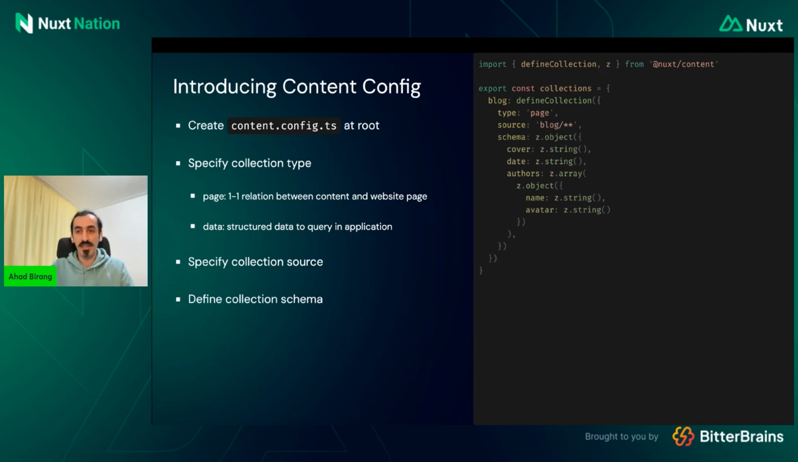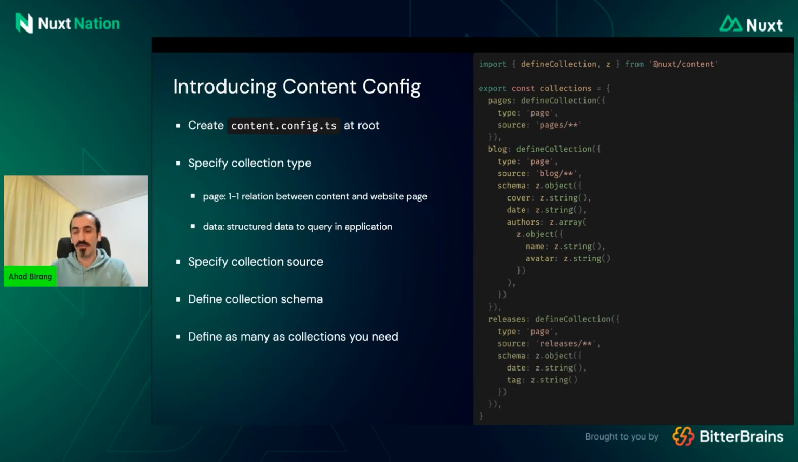And we can provide a schema for our collection. As you can see in the example, here we only define the cover, date, and the list of our authors. But blog post has the title and content. Those two fields will inherit from the page type from content module.